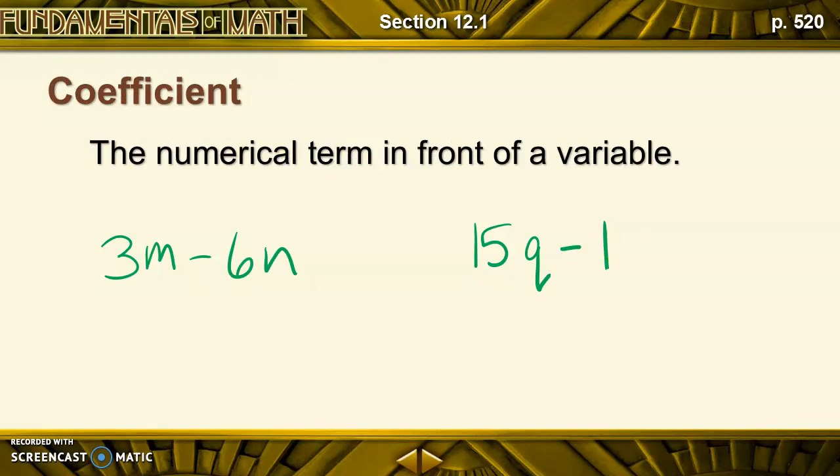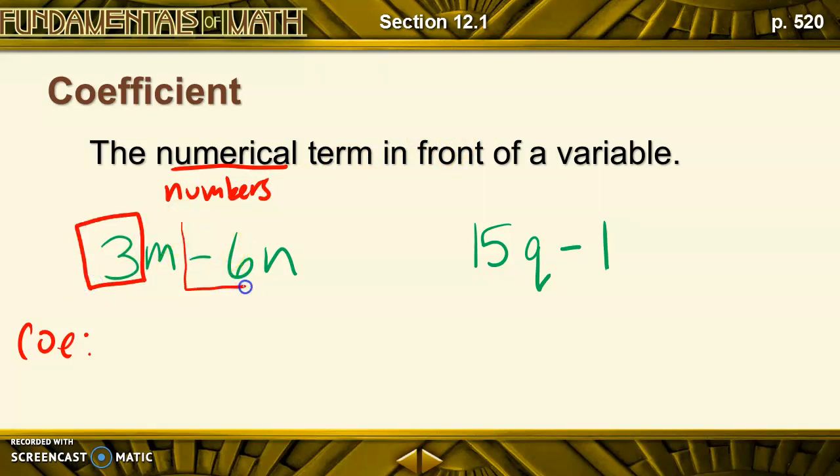A coefficient is a numerical term in front of the variable. So in this one, if we wanted to identify the coefficients, it's going to be the numbers. Numerical means numbers in front of a variable. So this guy right here is a coefficient, and this guy right here is a coefficient. The coefficients for this problem are 3 and -6.